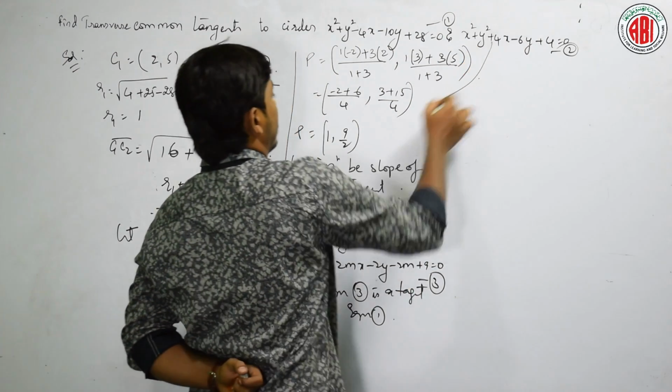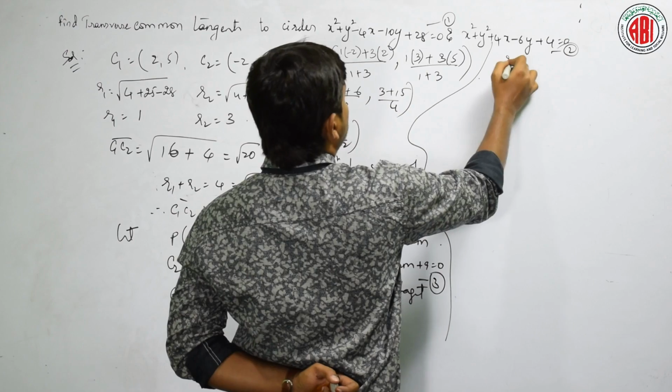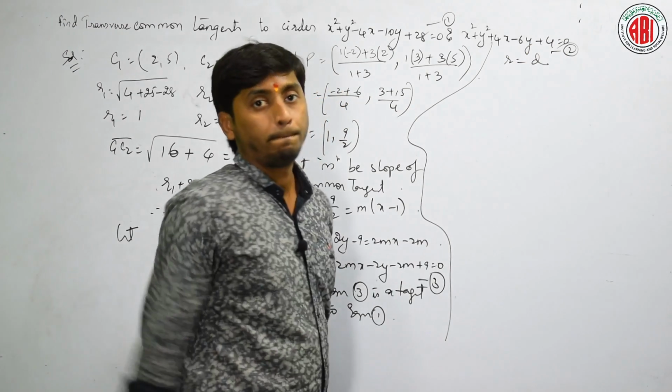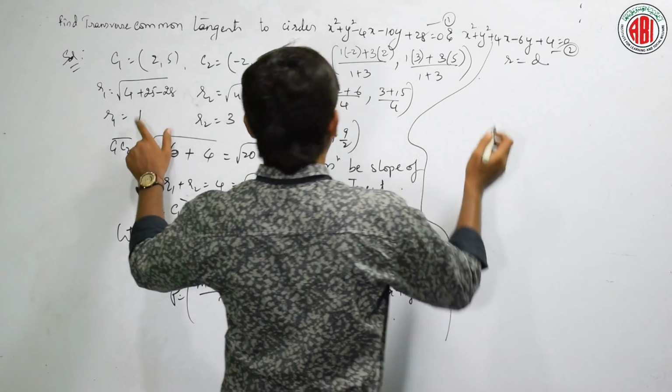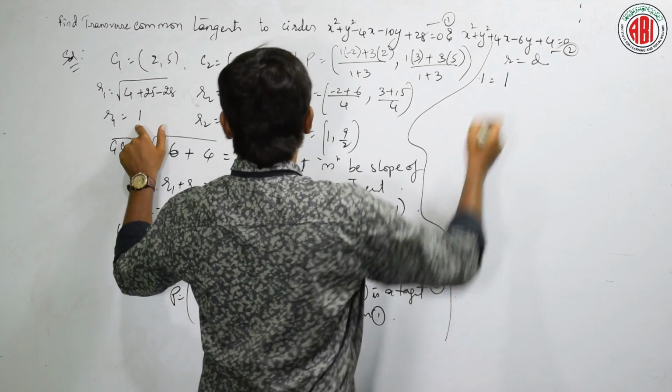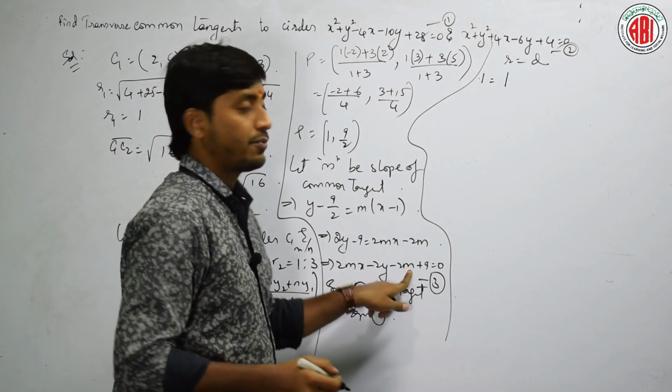So, what is the condition? R is equal to D. What is the radius for the first equation? 1, that is equal to the modulus. Let us substitute in this equation.